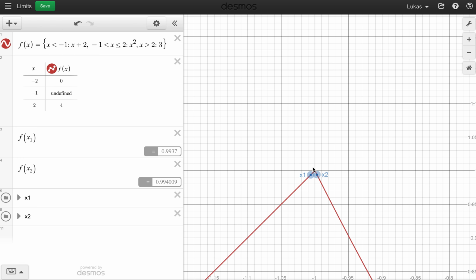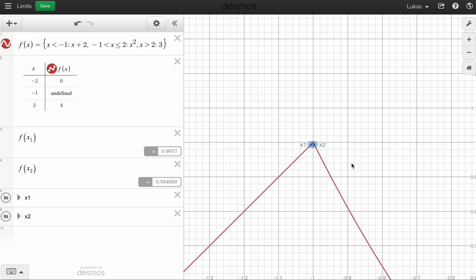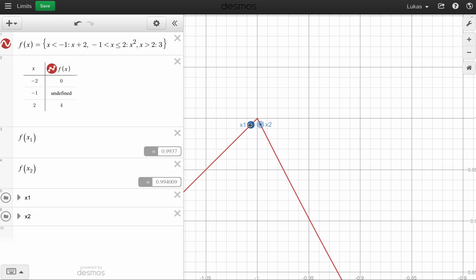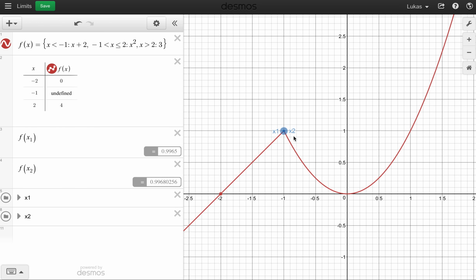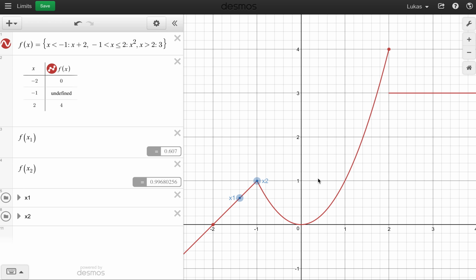Now, we know the function doesn't actually exist at x equals -1, but the limit of the function approaches 1, okay? So although the function doesn't exist at -1, the limit of the function exists, and the value of it is 1. Now, let's look at the third point. The third point up here is where x equals 2, and we already talked about that.